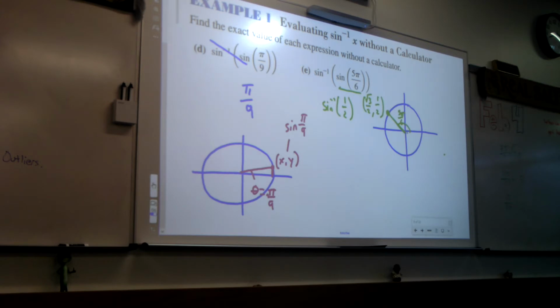If I look at π/6, it's right here. Its coordinates are a positive square root of 3 over 2 and 1/2. And so when we do inverse sine here, it's not going to choose the one in the second quadrant. It's going to choose this one, which was at π/6. Which is what in degrees?